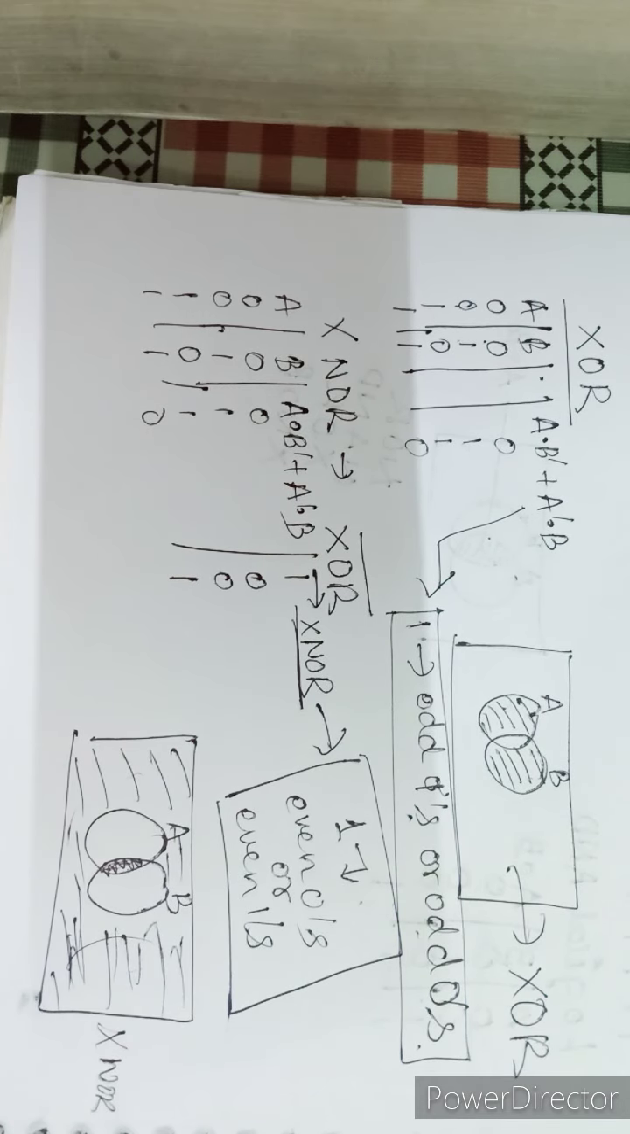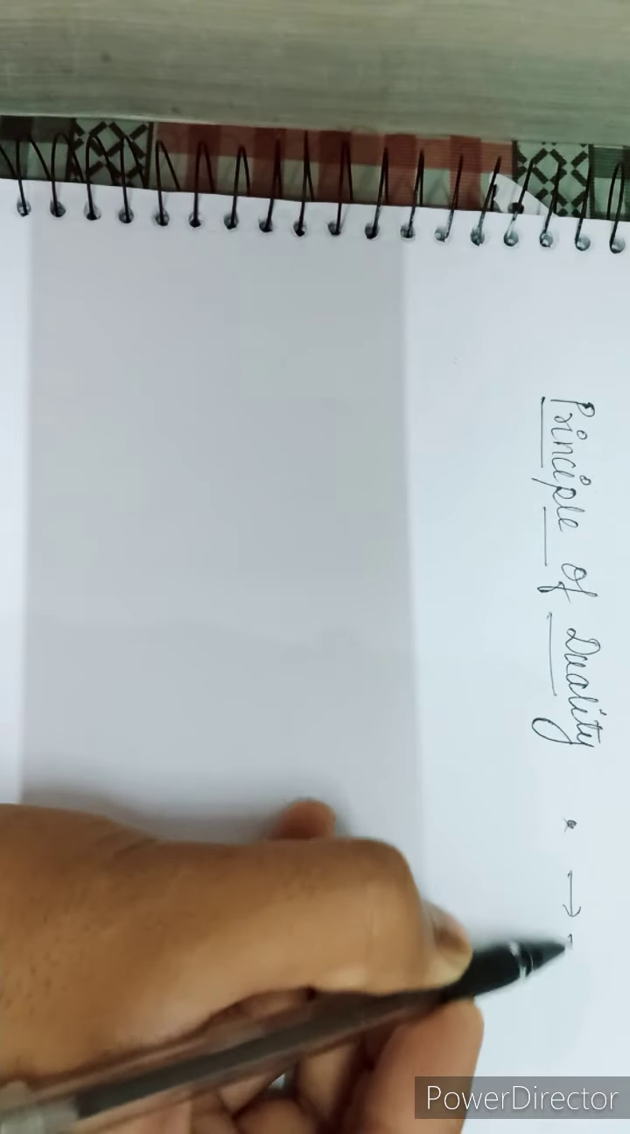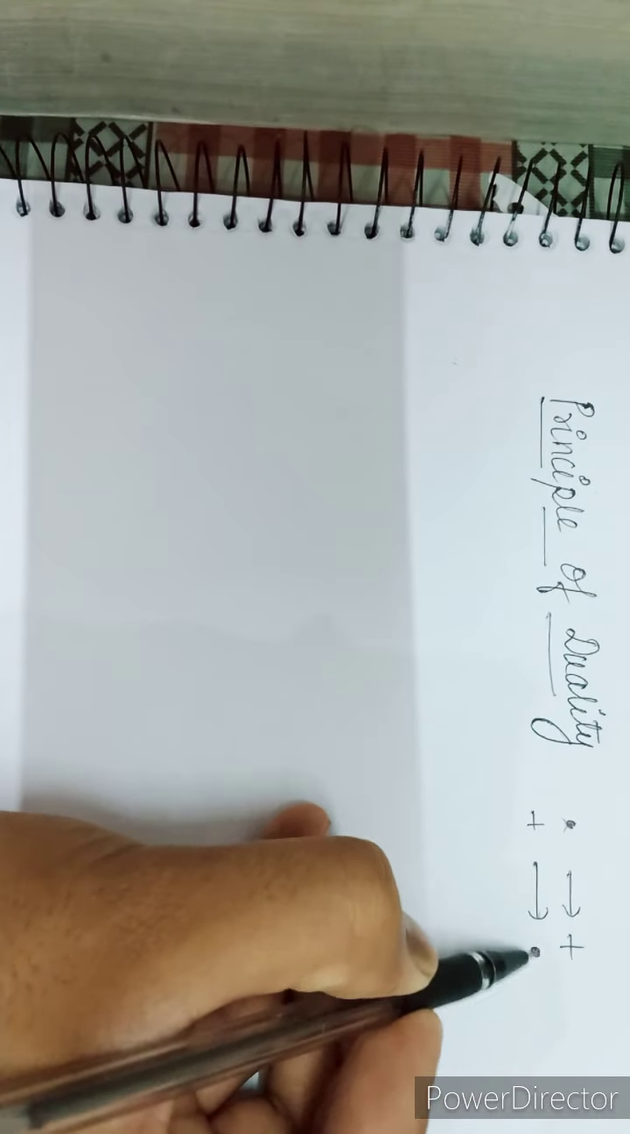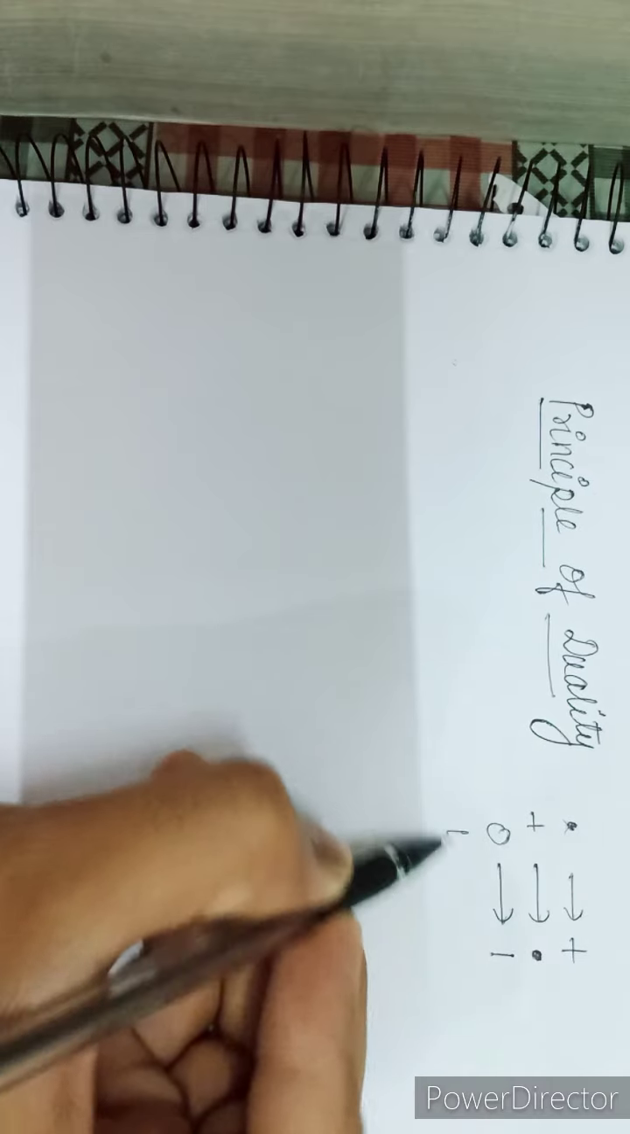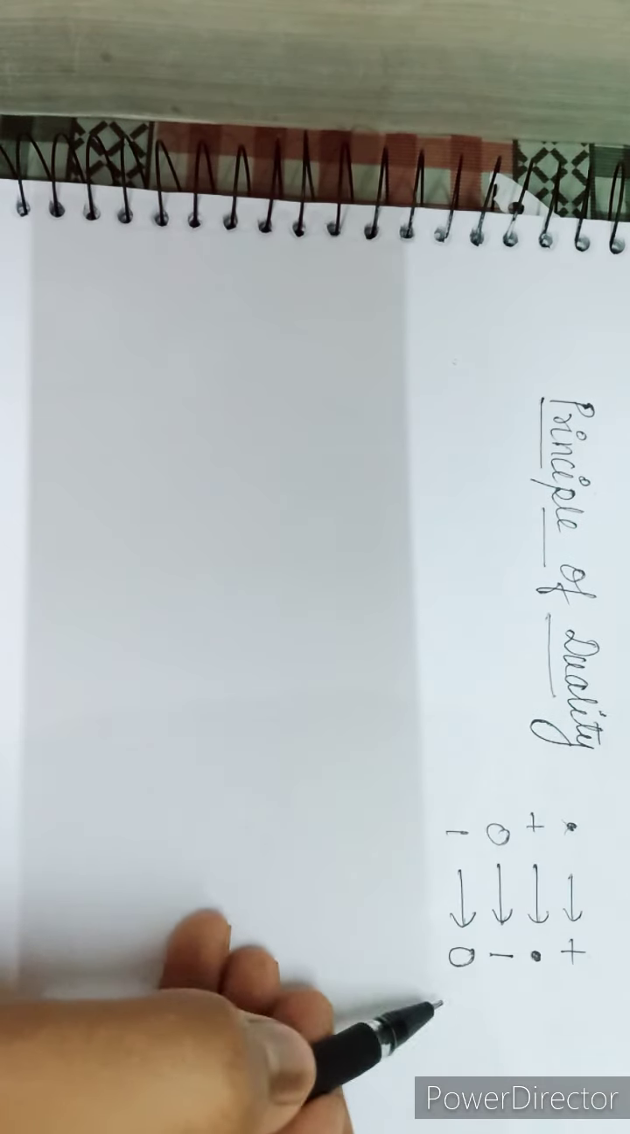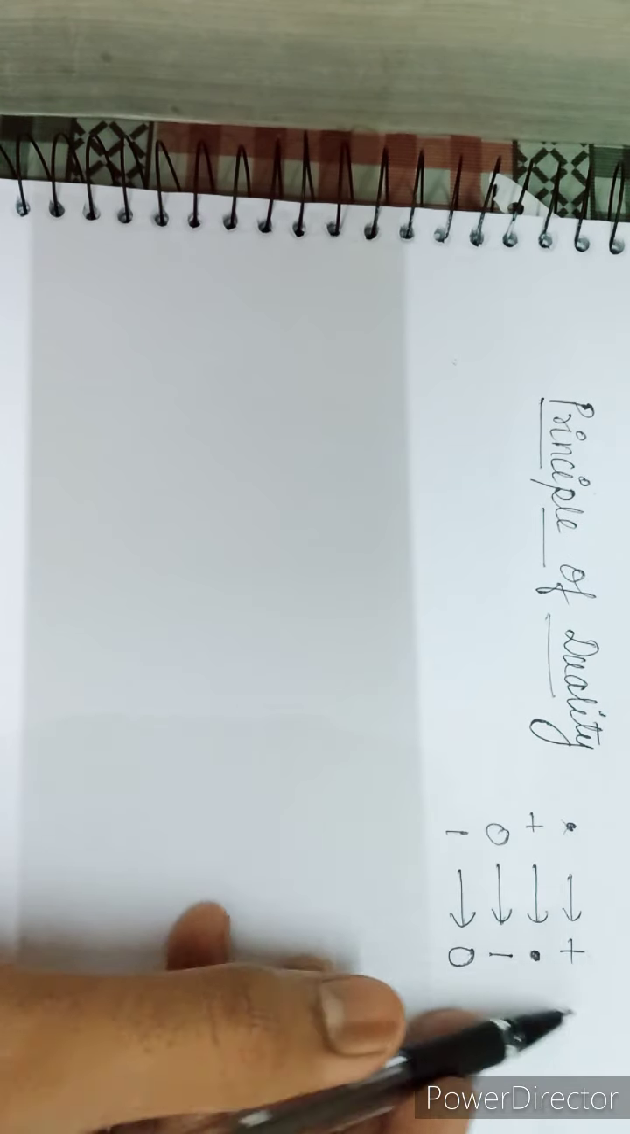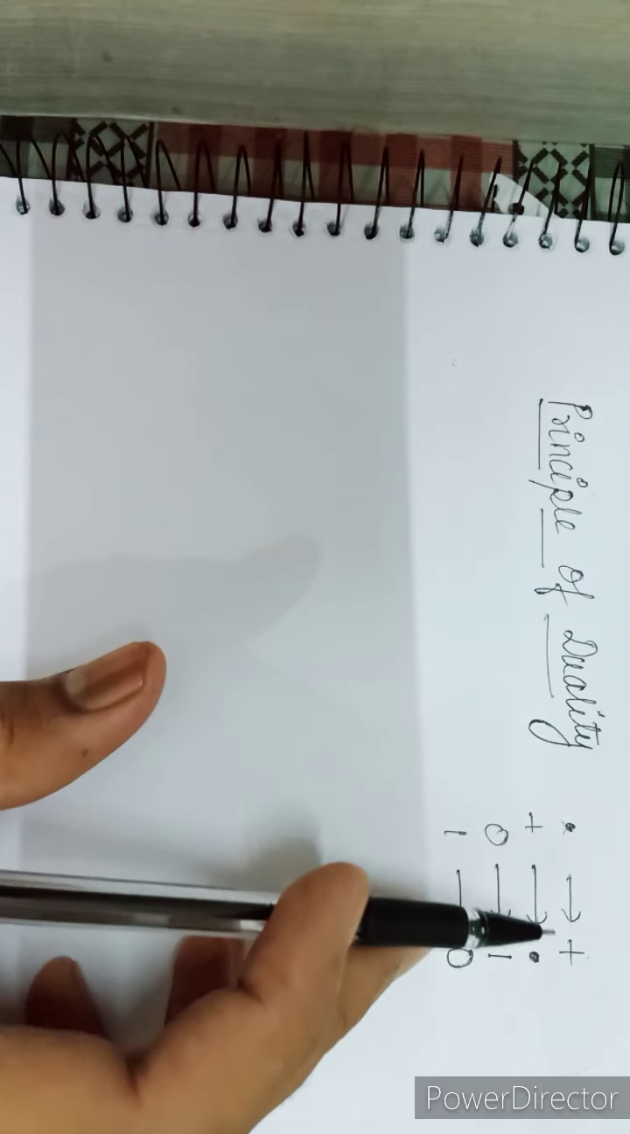Now coming to principle of duality. A Boolean expression has two forms. To convert one form to the other, we replace dot with plus, plus with dot, zero with 1 and 1 with 0. After doing this we get an expression which is the dual form of the Boolean expression, and the principle involved in this is known as principle of duality.